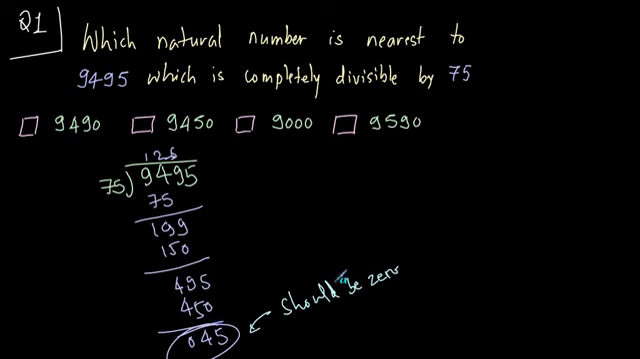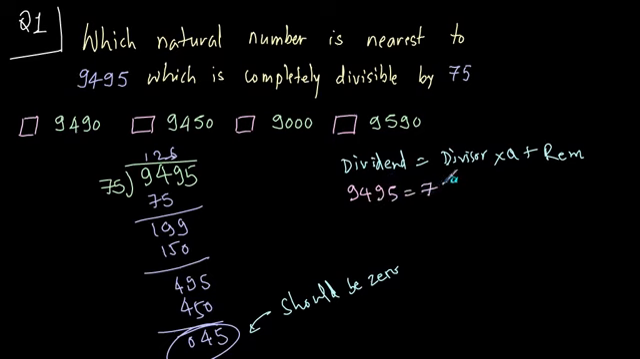Now this remainder should have been 0 had this number 9495 been divisible by 75. Now what number is nearest to 9495 which is divisible by 75? To find that out, we will be using this formula which we know, which is dividend is equal to divisor into quotient plus remainder. In this case, dividend is 9495, the divisor is 75, the quotient is 126, plus the remainder is 45.